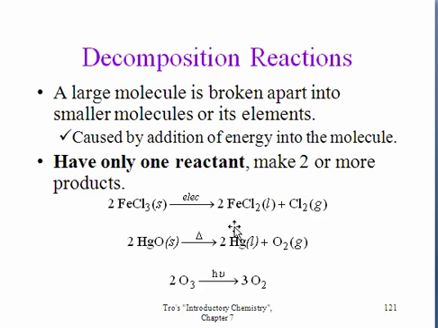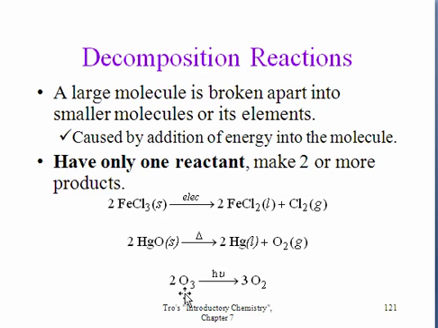Here are examples of decomposition reactions where we have one reactant. Now in this case, we only have one product as well, but because there's one reactant, it's going to fall in our decomposition category. And we notice above the arrow what causes the decomposition. Here we use electricity, here we use heat, and here we use light. And what happens is these substances break down into something else.